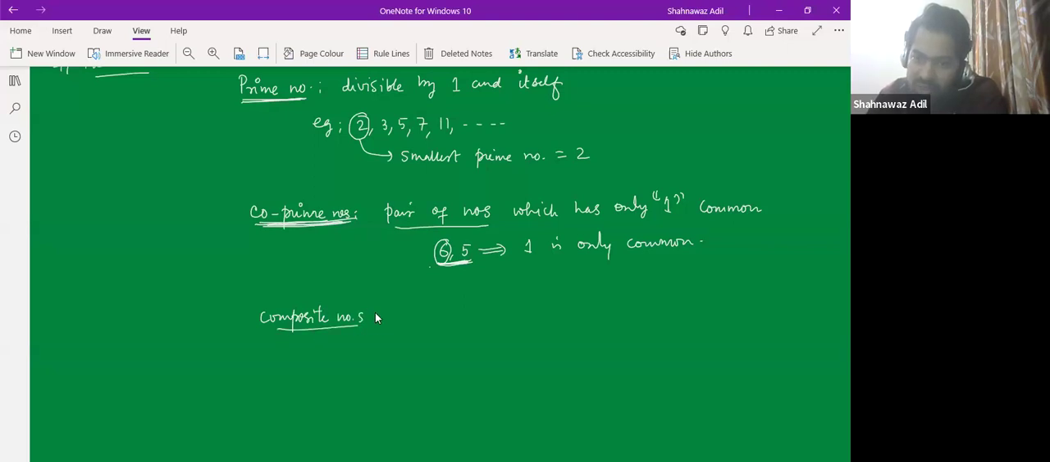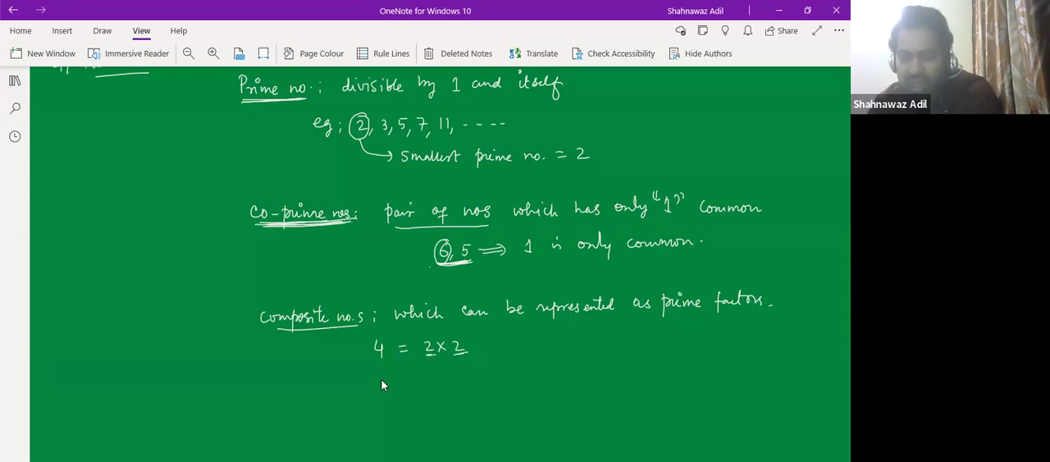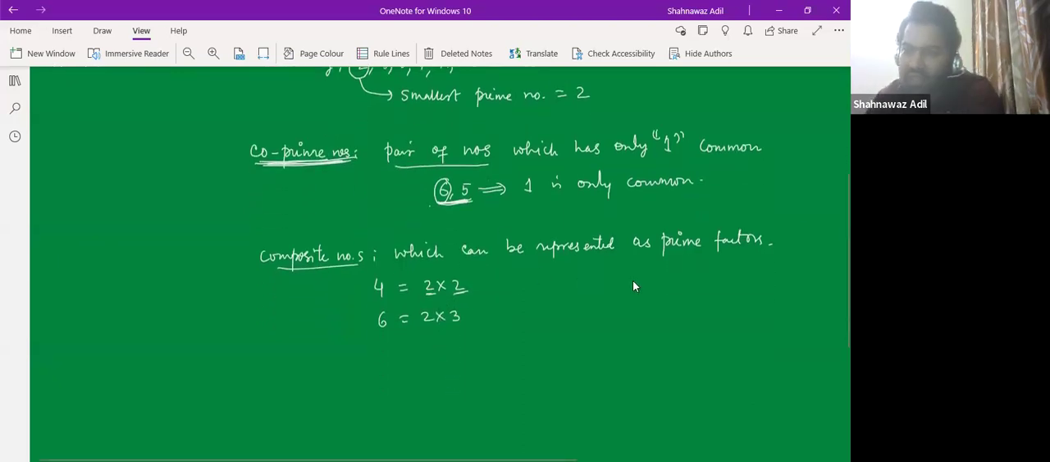So composite numbers are those numbers which can be represented as prime factors, right? So for example, 4. 4 I can write as 2 into 2. So this is a factor of 2, right? And let's say 6. So this is 2 into 3. So any number which can be represented as the product of prime factors, that is a composite number. So the smallest one is what?